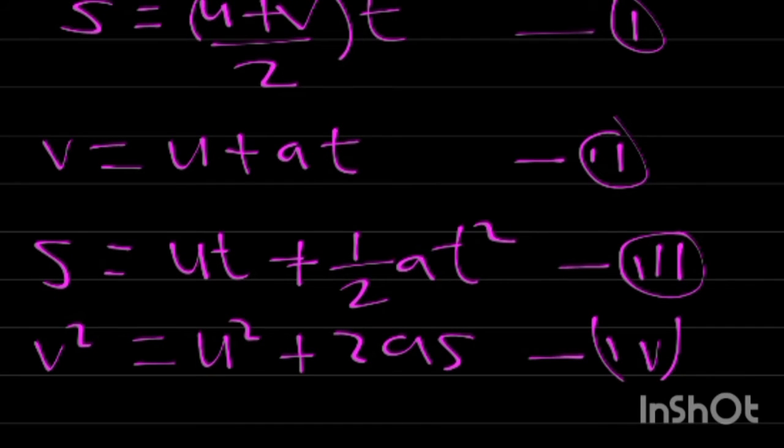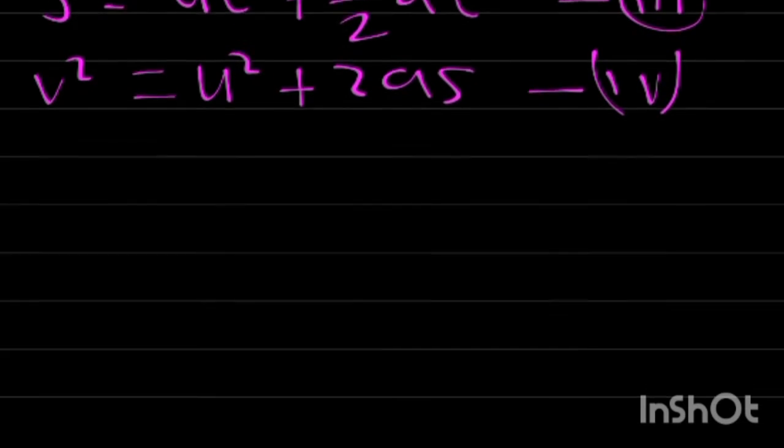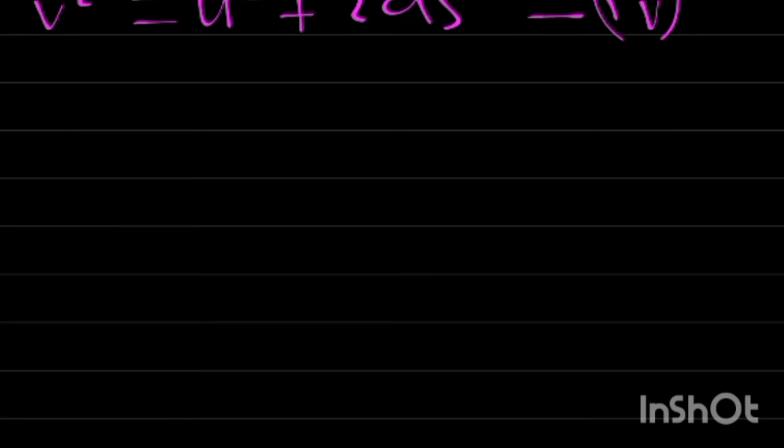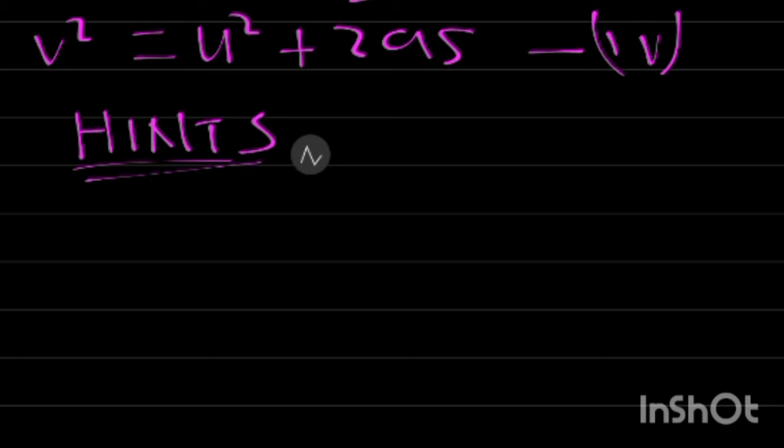S is equal to U plus V over 2 times T. Then V is equal to U plus AT. S is equal to UT plus half AT squared. And V squared is equal to U squared plus 2AS. Now we are going to solve questions using these equations of motion and see how it goes. Now let's take a look at the hints.